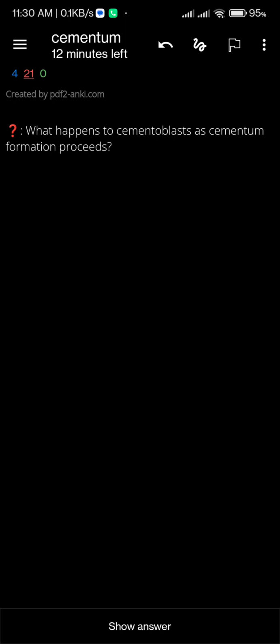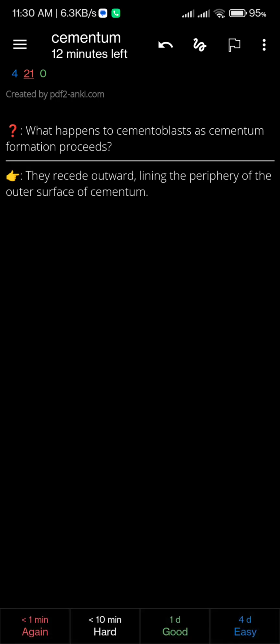What happens to the cementoblasts as cementum formation proceeds? They recede outward and occupy the outer border of the mineralized cementum. That's it. They recede outward, lining the periphery of the outer surface of the cementum.